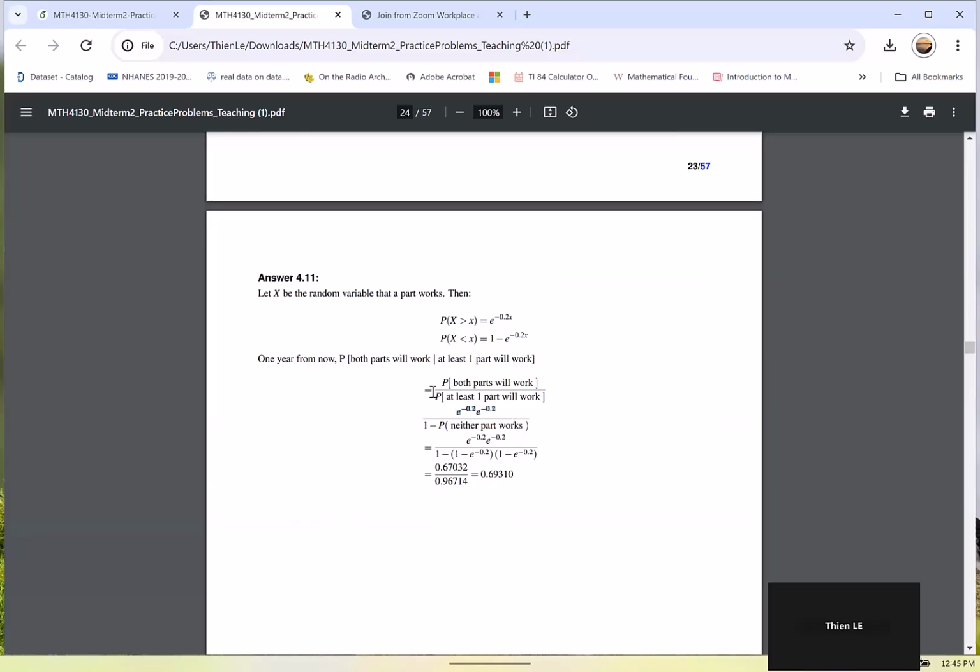But then at least one part works, which means in the denominator, an effective way is doing a complement: none of them work. That is, the first one fails before 1 year and the second one fails before 1 year. So when you plug in, this is the answer.